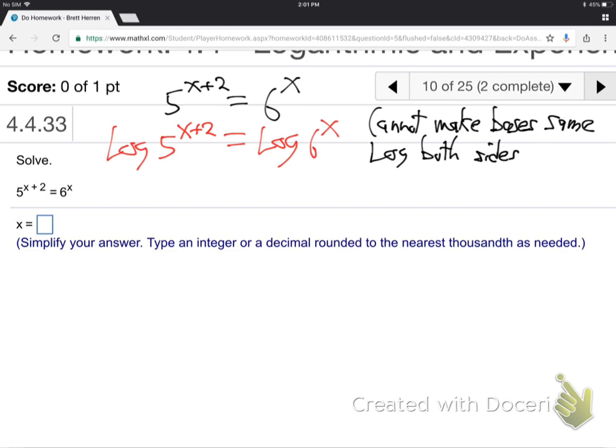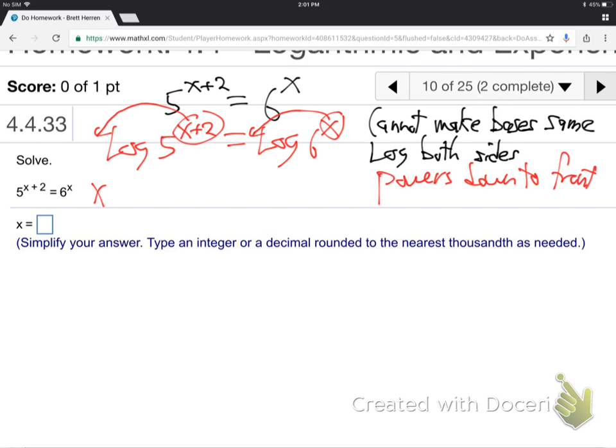Is that good so far? And then what happens from there? Powers down to the front. So this whole power will come down front, and this power down. Remember, it's dethroning power. It's taking x out of power. So the x plus 2, and you got to put parentheses around it, because that way you don't have to worry for the other one. Why?